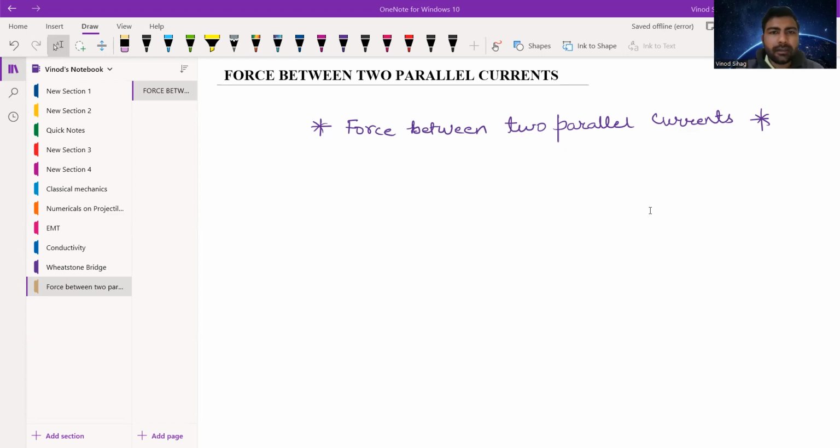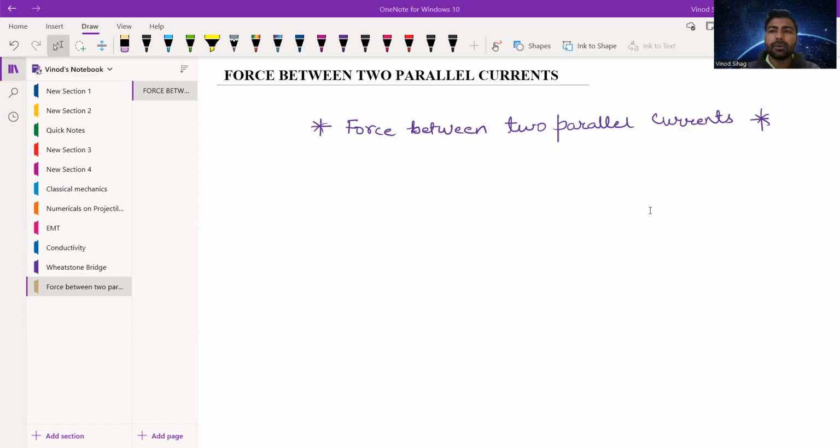So today we will study force between two parallel currents. Basically, in this topic we will take two conductors and assume that currents are flowing in these two conductors. If we take two conductor wires, parallel currents means the currents are flowing in the same direction in these two conductors.